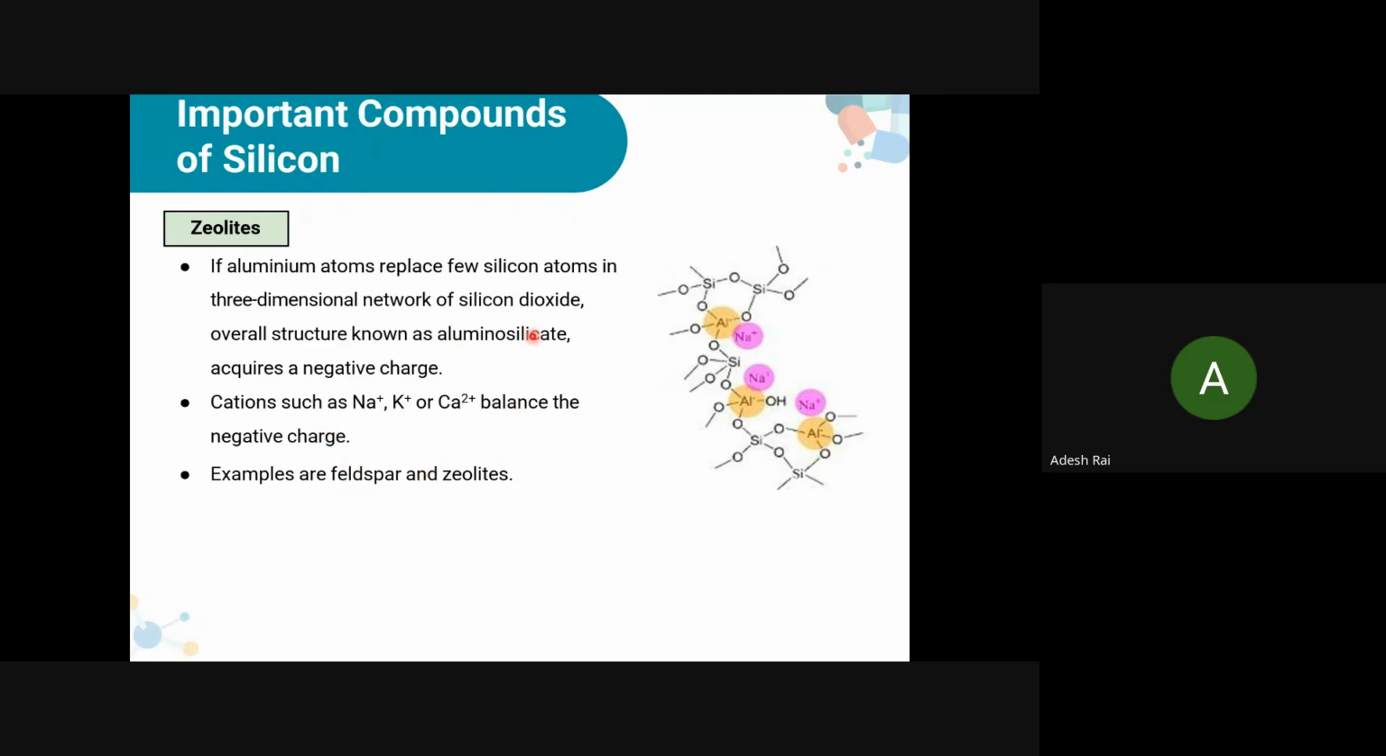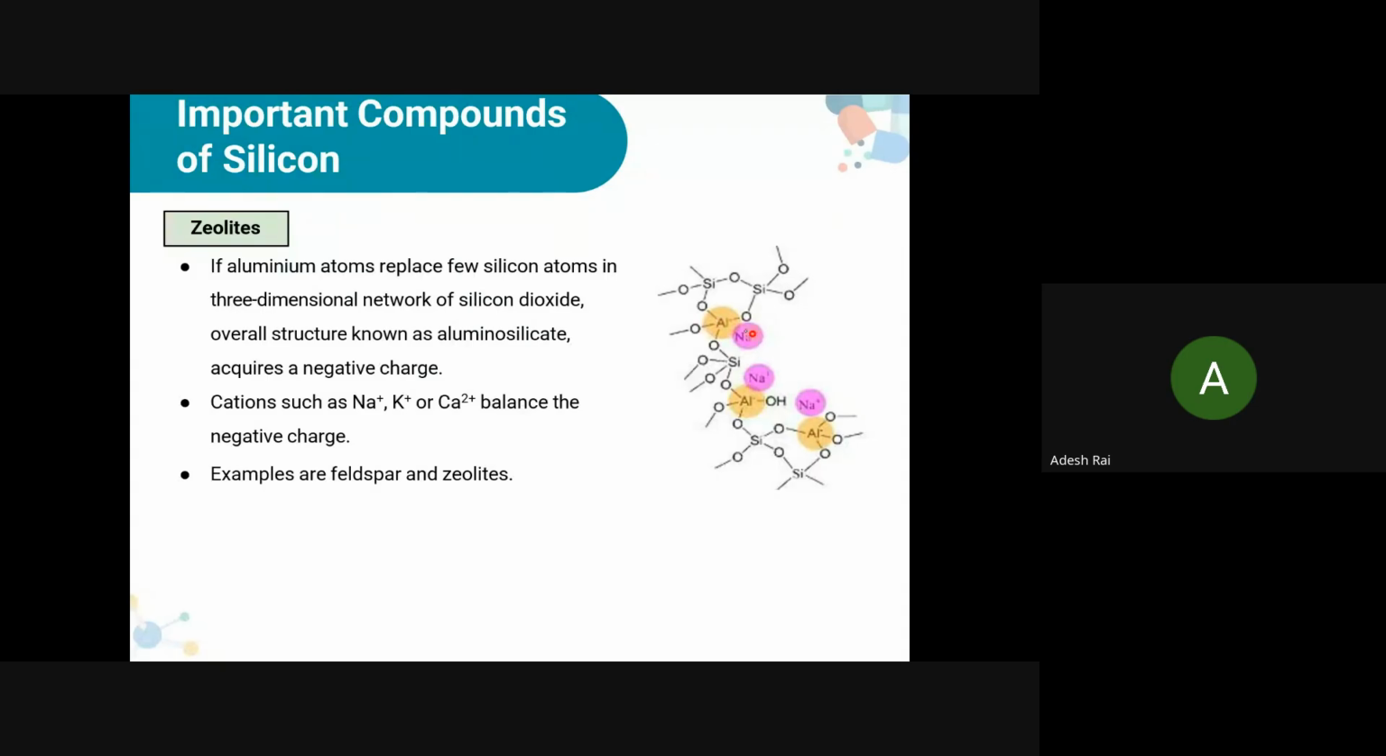So what is the role of the cation? To balance the negative charge. Because we all know total negative charge should be equal to total positive charge. Have you understood what I'm trying to say? See, silicon was plus 4, but aluminum is plus 3. So we still require plus 1. Therefore this sodium metal is used.